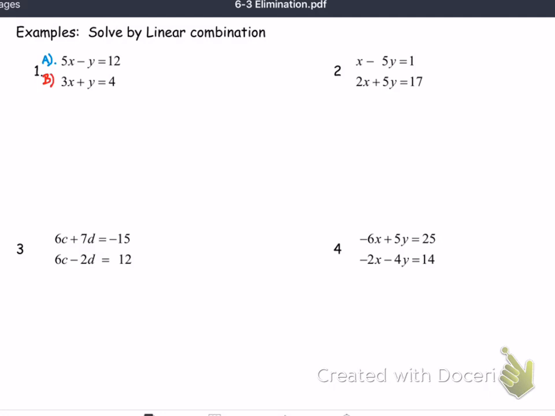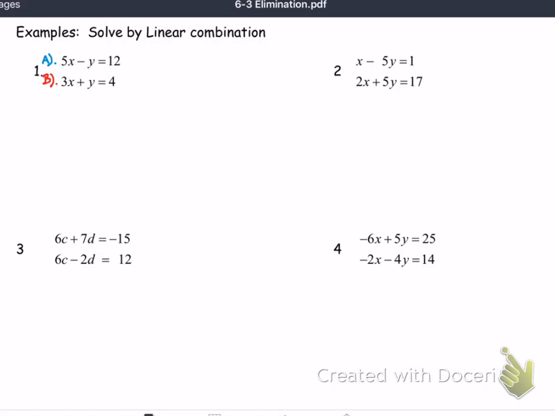If we read through the steps, step 1 says write each equation in standard form, ax plus by is equal to c, and it's already in that form, so we're good to go there. Number 2 is not necessary all the time. It says multiply one or both of the equations by numbers that would produce opposite coefficients of one of the variables.